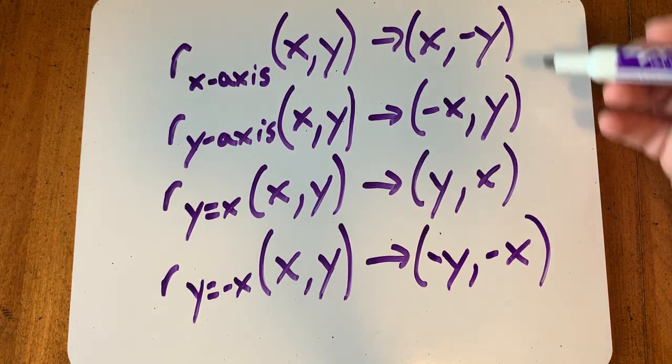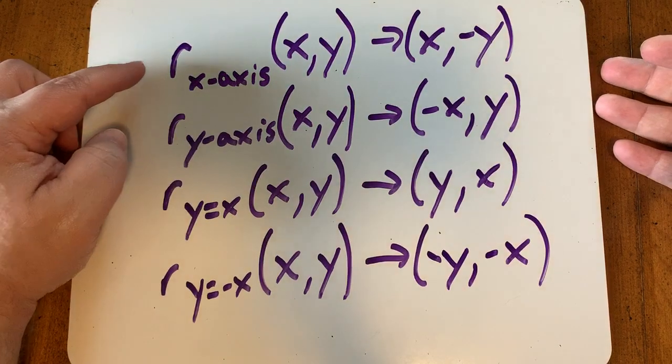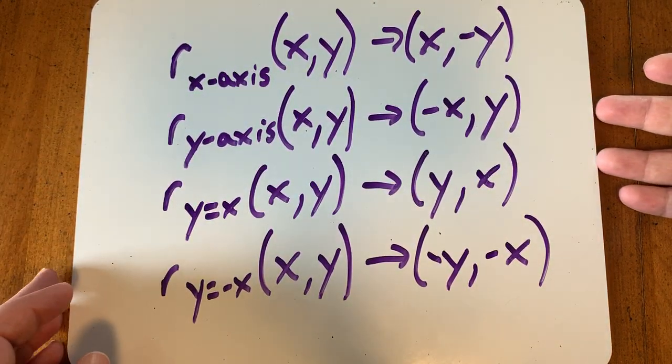All right, so these are some basic reflections, reflecting over the x-axis, over the y-axis, or y equals x and y equals negative x. But those aren't the only lines in the coordinate plane. There are plenty of lines in the coordinate plane. But we know how to find out the reflection algebraically because we learned a lot about lines.